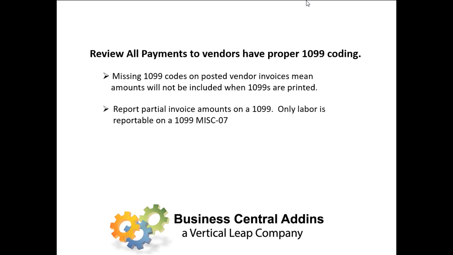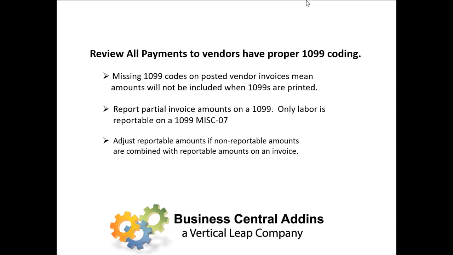Also, it may be that only partial amounts are to be reported, because only labor is reportable on, for example, a 1099 MISC 07. And if you haven't marked the individual lines, you may be sending a 1099 for an entire invoice amount where it should only be for the labor lines. The 1099 toolkit allows you to adjust the amounts for non-reportable amounts when they're combined with reportable amounts on a single invoice.